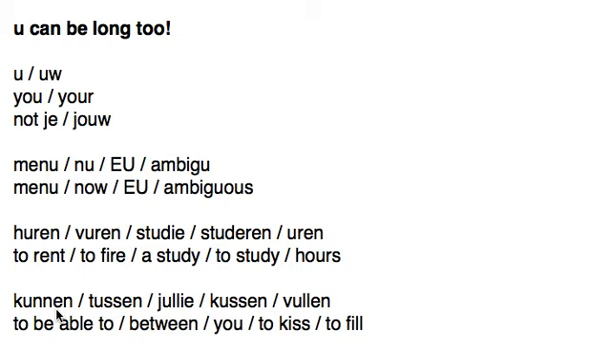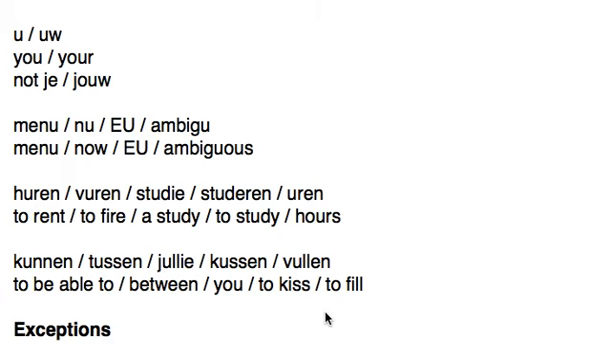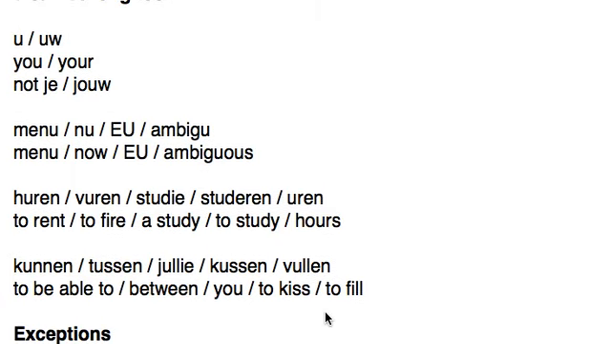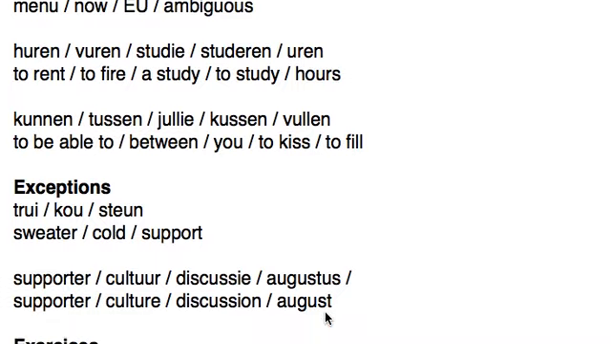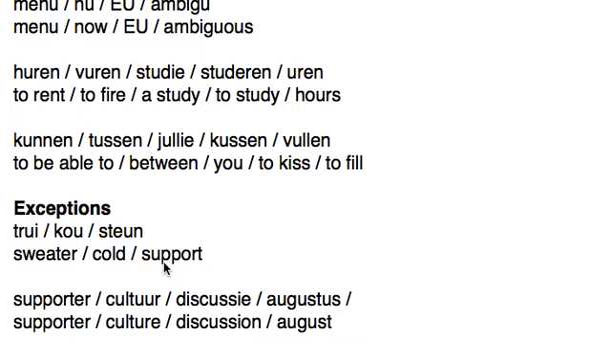So that's kunnen, tussen, jullie, kussen, vullen. Of course, Dutch wouldn't be Dutch if there wouldn't be any exceptions. And we're going to see a few ones of those. The first one being the diphthongs. And what are diphthongs? Well, these are those vowels that are combined with other vowels.